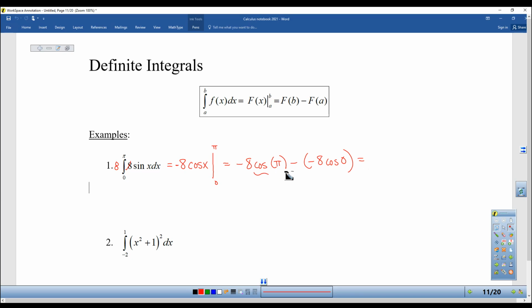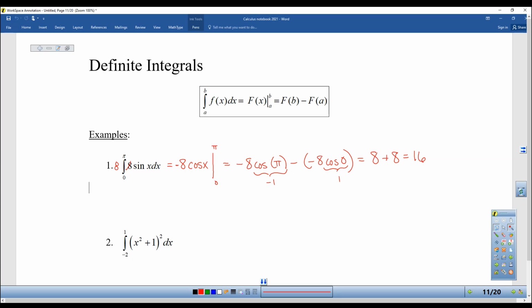Cosine of pi is negative 1, so this becomes positive 8. Cosine of 0 is 1, so this piece becomes negative 8, but then the negative negative would make it plus 8 for an answer of 16.